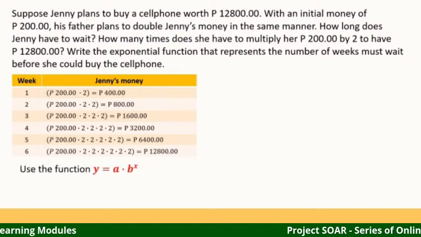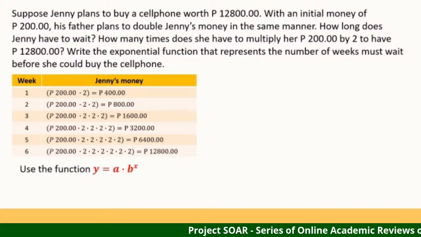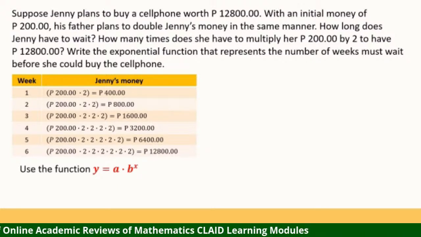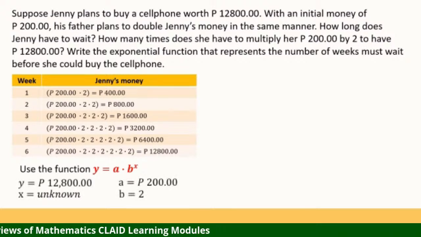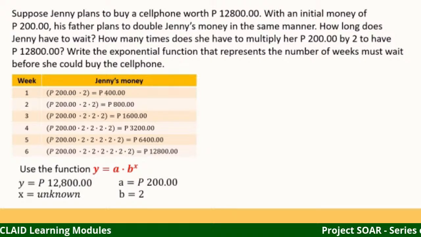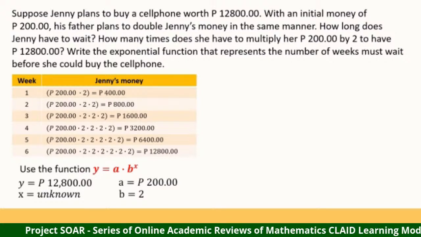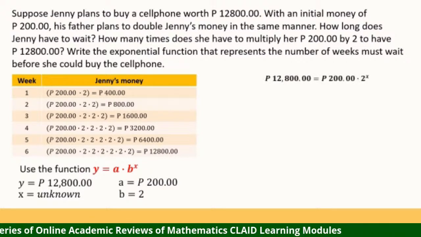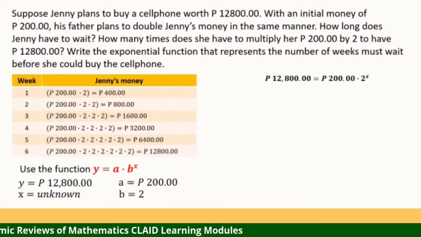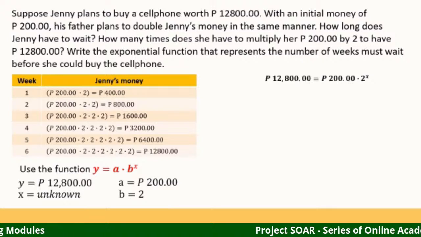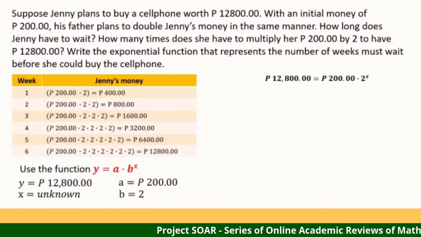So, kanina, ginamitan natin ng function which is y is equal to a times b raised to x to represent the exponential function to the problem. And then we have the given: y is equal to 12,800 pesos, x is unknown, a is 200 pesos, and b is 2. So, ito yung exponential function sa problem, which is 12,800 pesos is equal to 200 pesos times 2 raised to x.